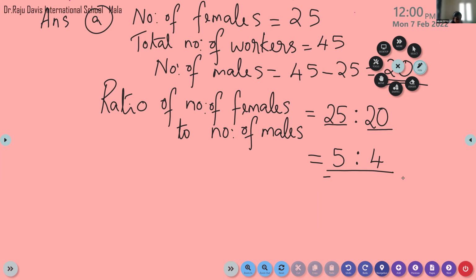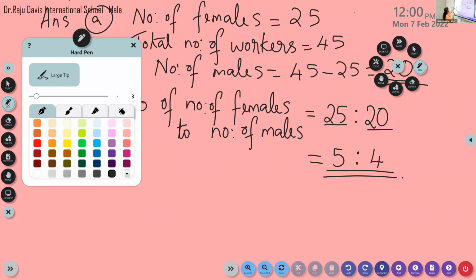Before doing, can you tell me what will be the opposite, males to females? You have to just write 20 is to 25. Very good. 20 is to 25. Ma'am, 4:5. 4 is to 5 simply we can write that.